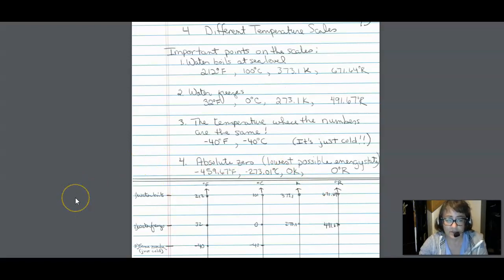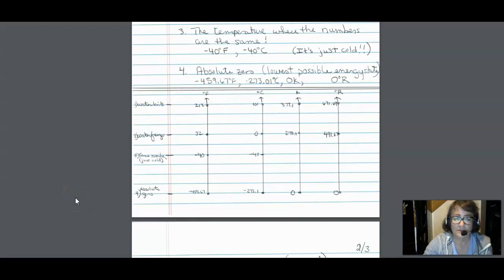It doesn't matter what the temperature scale is. It's just cold. So if you think about this being a thermometer, each one of these lines, we can think of it as being a thermometer, where this thermometer measures in degrees Fahrenheit, this measures in degrees Celsius, this measures in degrees Kelvin, and this measures in degrees Rankine. These points are the same. Water was going to boil at each of these temperatures on those different scales. Water is going to freeze at each of these temperatures.